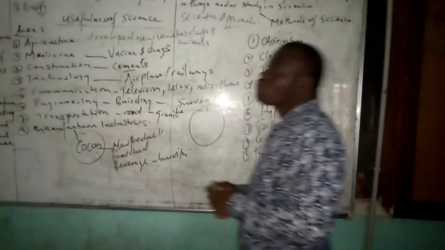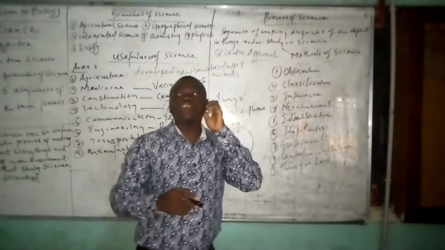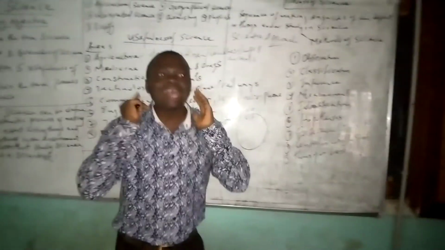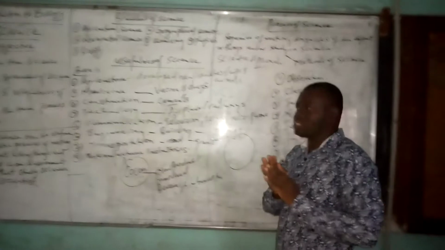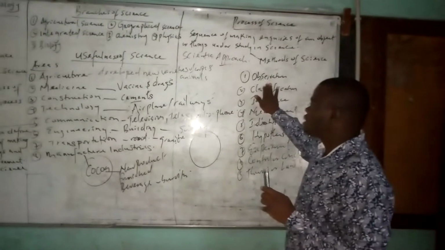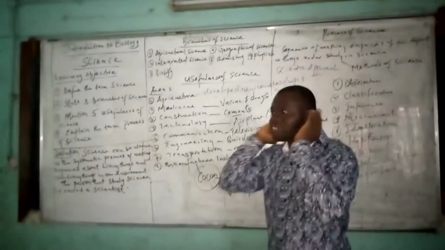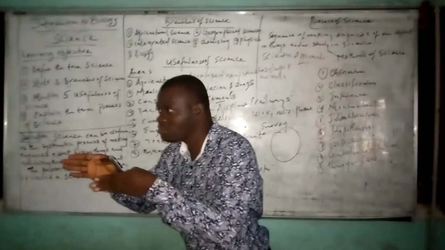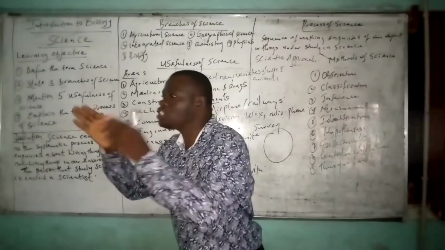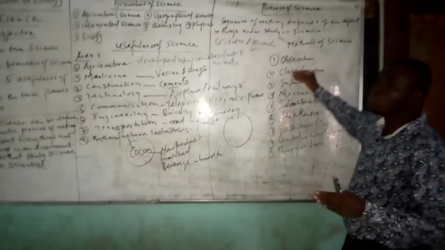Now, the first step of any scientific investigation is your observation. Observation involves the use of senses to observe what you have seen and then make a tentative statement on it. That's what we call observation. Like, if I want to see this green plant, I will use my 5 senses to look at it. I say, this plant is green. I have used my senses to view it. That is observation.